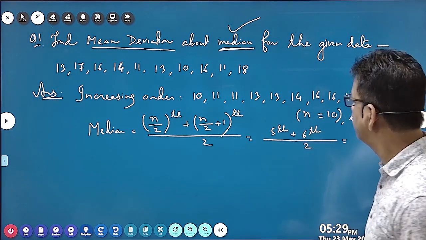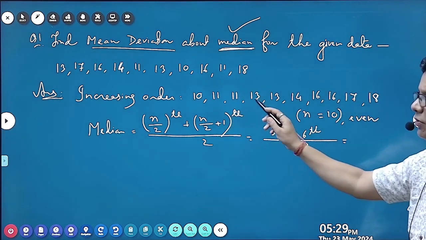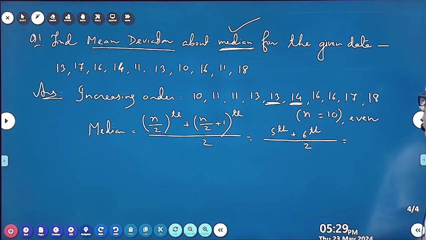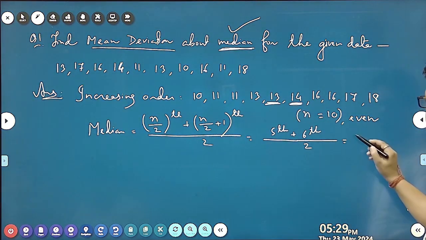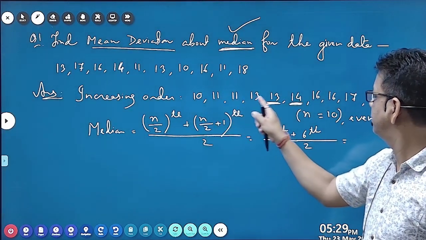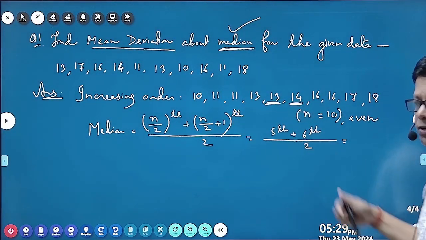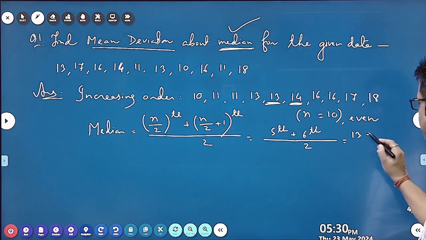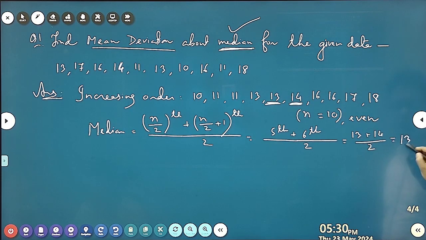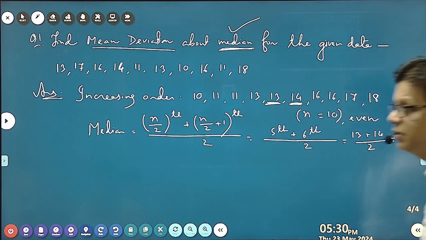The fifth one: first, second, third, fourth, fifth, is 13, and the sixth is 14. So it will be 13 plus 14 by 2, that is 27 by 2, which is 13.5. So we got the median 13.5.